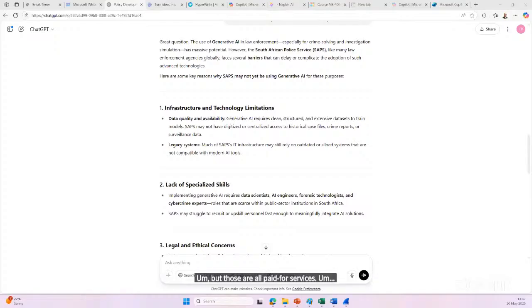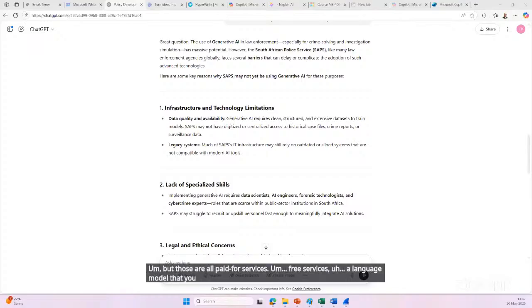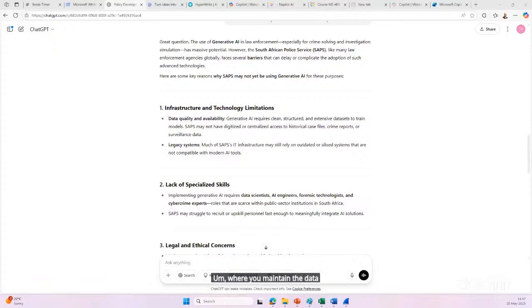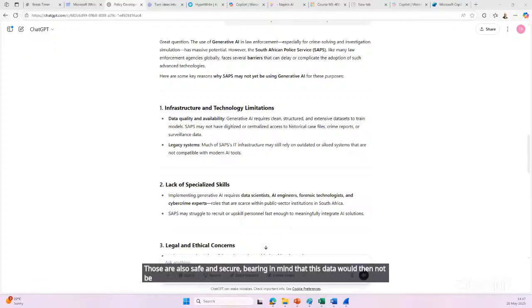Free services are a language model or a bot that you've built using OpenAI services, or using your own LLM services, where you maintain the data in your own vector database. Those are also safe and secure, bearing in mind that this data would then not be publicly accessible. This data would not be able to be searched from the internet. It would be searched from your own AI assistant that you've built, and point to your local data repository.